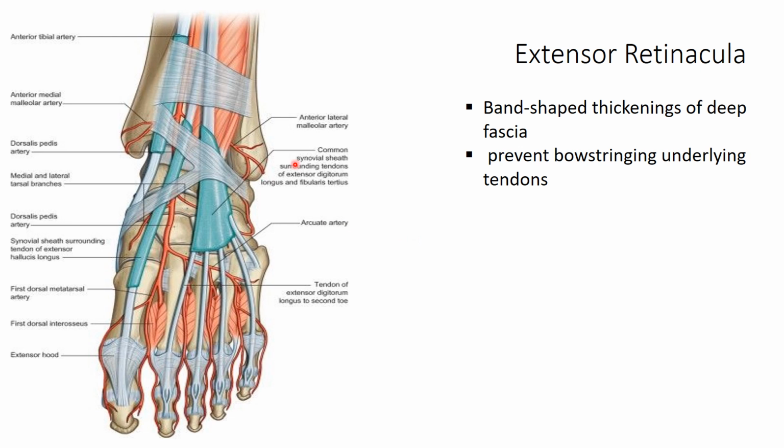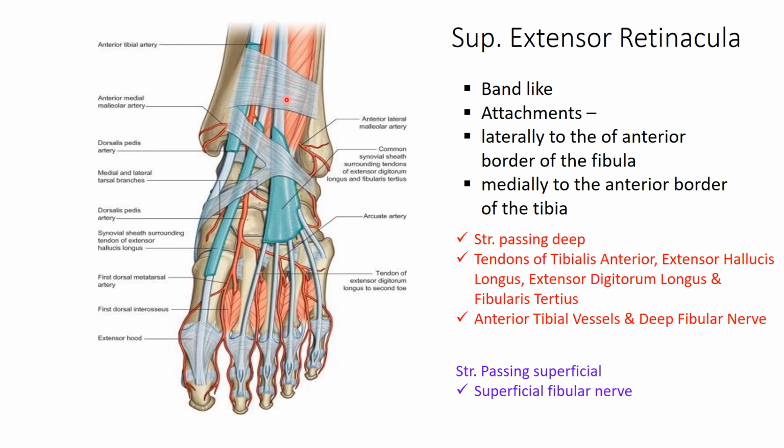Next we will discuss the extensor retinacula, and these retinacula are two in number. One is the superior extensor retinaculum, which is a band-shaped portion, and this is the inferior extensor retinaculum, which is a Y-shaped portion. These are thickenings of the deep fascia, the crural fascia, and they prevent the bowstringing of the underlying tendons. Now we start with the superior extensor retinaculum.